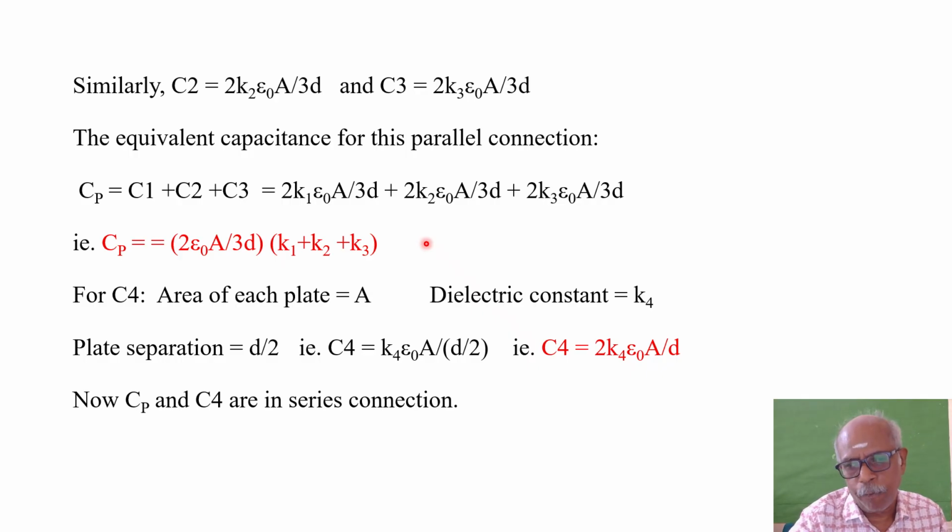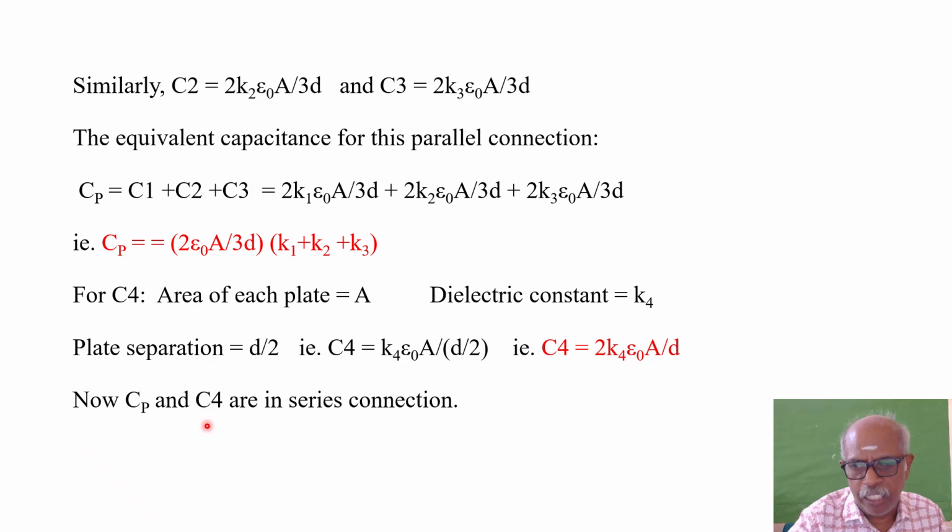Then what about C4? For C4, if you look at the figure, you know very well, area of each plate is A, is it not? The whole area A. And dielectric constant is K4. Plate separation for the capacitor at the top is d by 2. For the capacitor at the bottom, it is also d by 2. Okay. So C4 is equal to K epsilon naught A divided by D, upon K4 epsilon naught A divided by D by 2. This 2 will go up. So C4 is equal to 2 into K4 epsilon naught A divided by D. Okay.